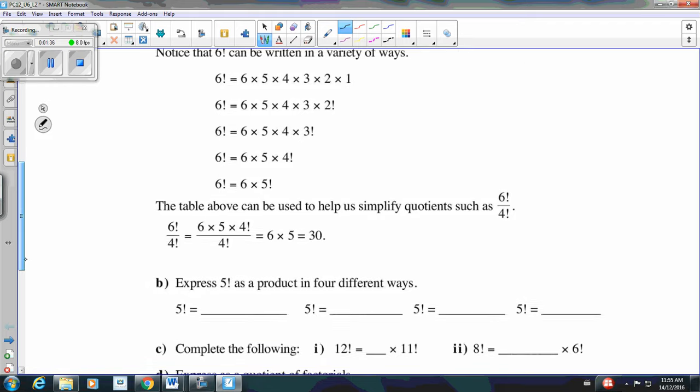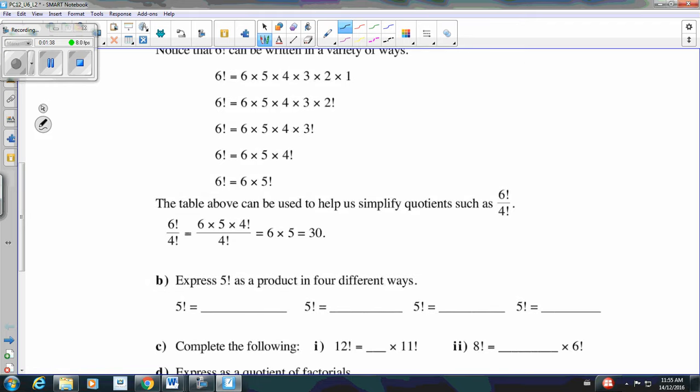The table above can be used to help us simplify quotients such as 6 factorial over 4 factorial. So we know we can rewrite 6 factorial as 6 times 5 times 4 factorial, which means the 4 factorials can cancel each other out, leaving us just with 6 times 5, so that equals 30.